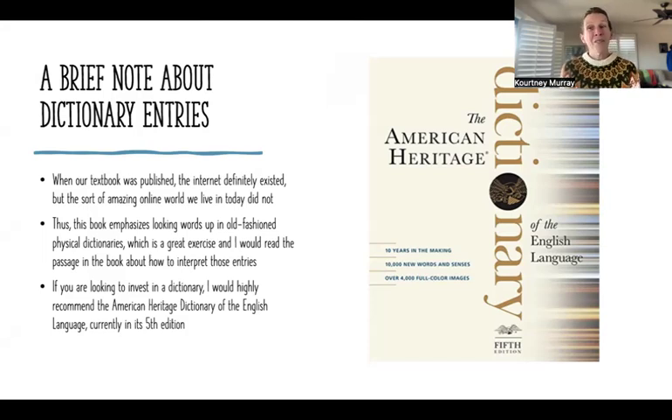And if you're looking to invest in a dictionary, the American Heritage Dictionary of the English Language is amazing. I think it's on the fifth edition. It's beautiful. It has pictures. It has all of the words. It's wonderful, and it's not that expensive. I think you can get one for under $100. It's a great book if you're a dictionary person. And of course, there will always be need for a dictionary somewhere.